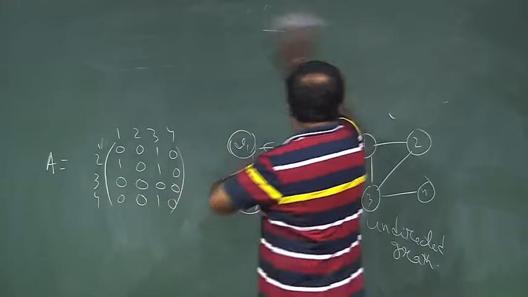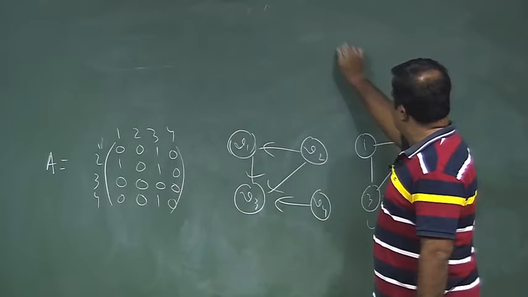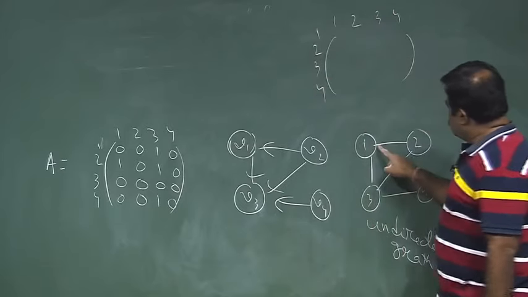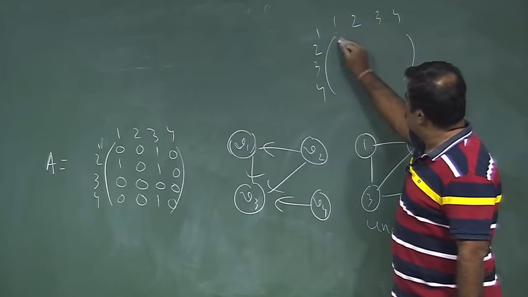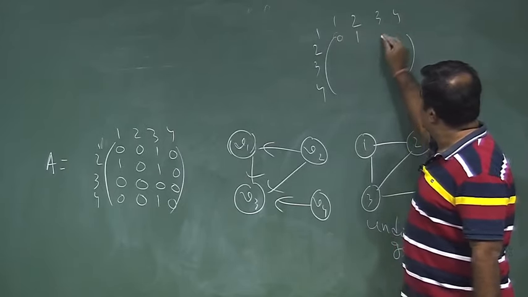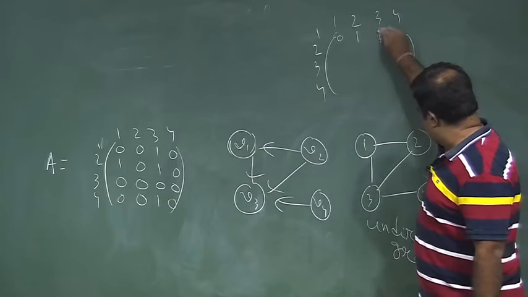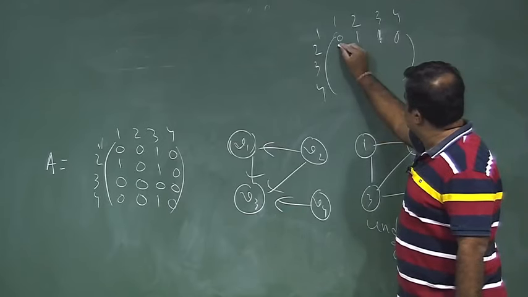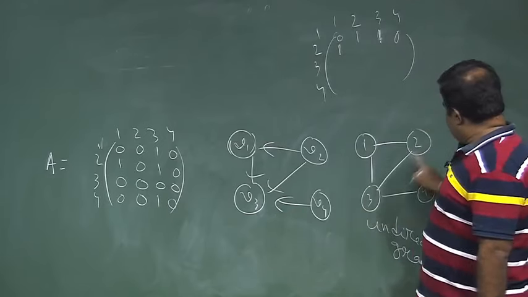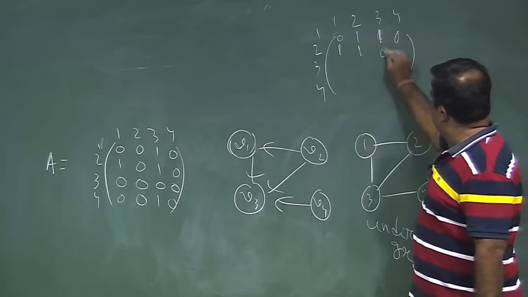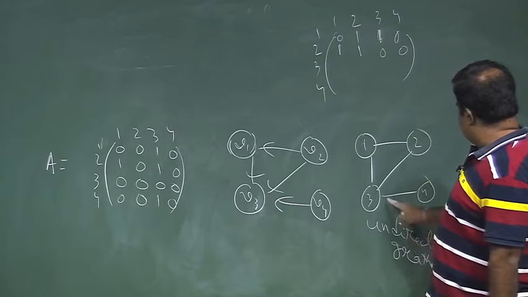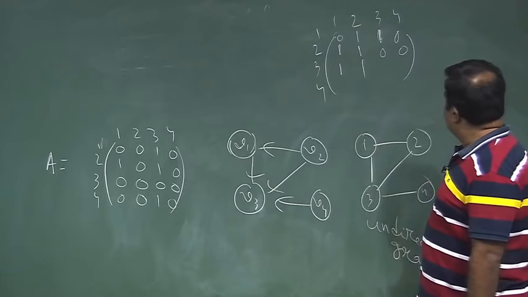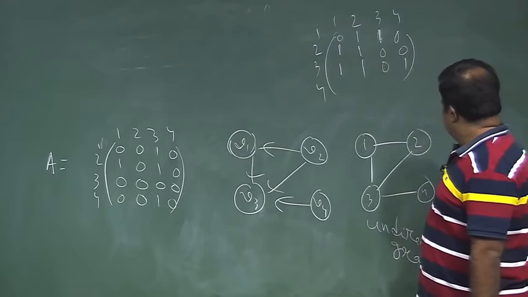and if the graph is an undirected graph, what is the matrix corresponding to it? Vertices 1 2 3 4 along both axes. We have an edge between 1 and 2, so 1 to 1 is 0, 1 to 2 we have an edge, 1 to 3 we have an edge, 1 to 4 no edge. 2 to 1 there is an edge, 2 to 3 there is an edge, and 0 0. Then 3 to 1 there is an edge, 3 to 2 there is an edge, 3 to 3 there is no edge, 3 to 4 there is an edge.